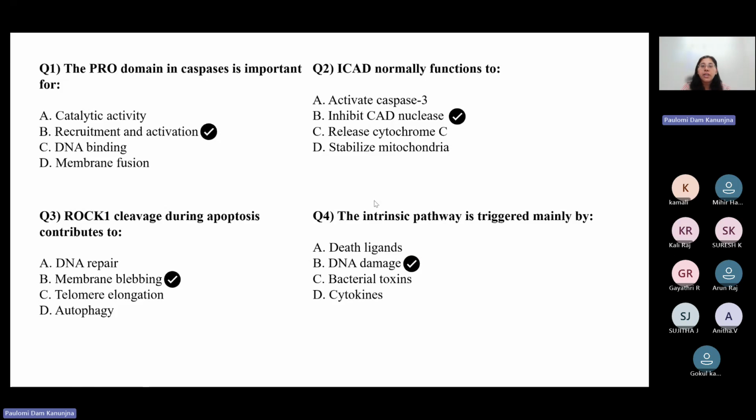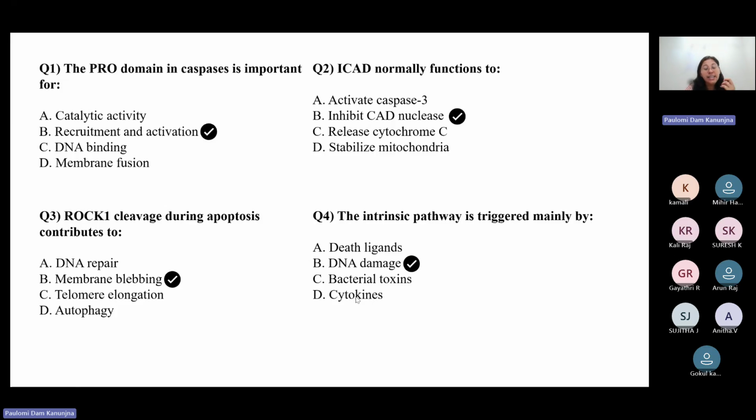So the first one is: the pro domain in caspase is important for recruitment and activation. Just for your understanding, the pro domain is basically the domain that contains the CARD and the DED. So that's why ultimately it leads to recruitment and activation. The next one is ICAD functions.